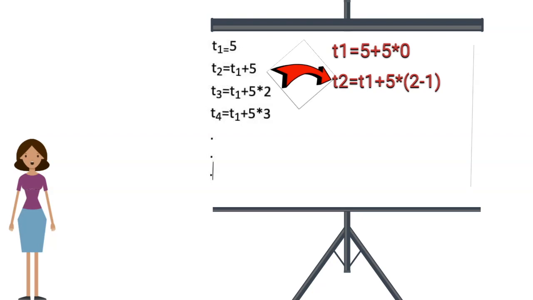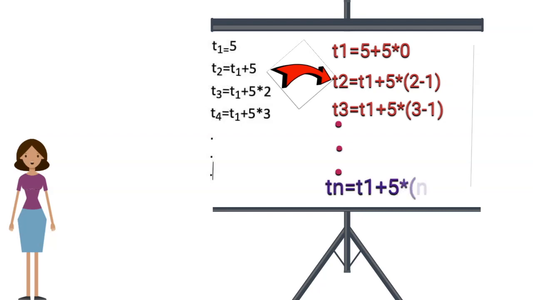Similarly, the fare for the third kilometer of the journey, T3, is the sum of the fare for the first kilometer of the journey and 2 times 5. Thus we can generalize the equation as, for any nth kilometer of the journey, the total fare would be the sum of the fare of the first kilometer of the journey and (n-1) times 5. That is, Tn equals T1 plus (n-1) times 5.